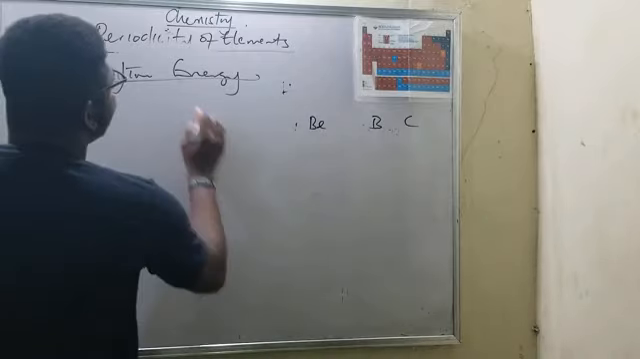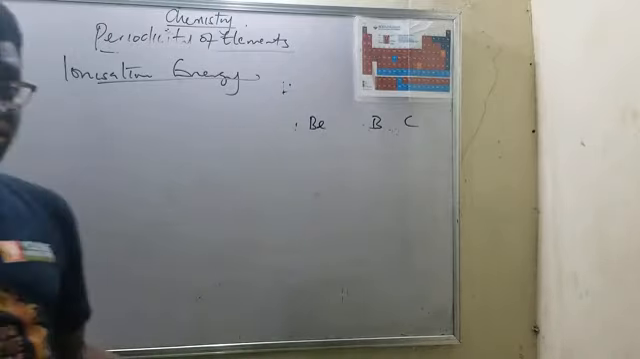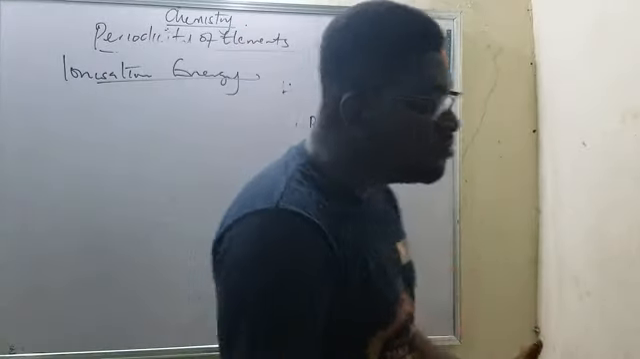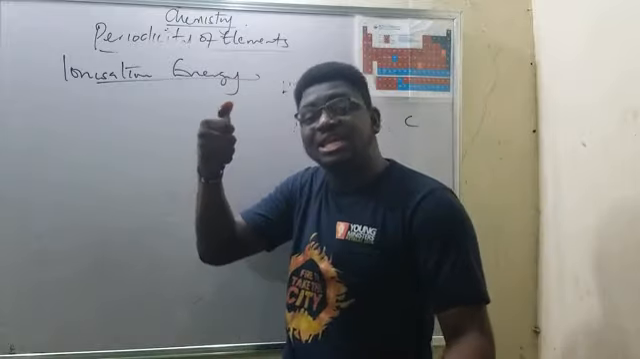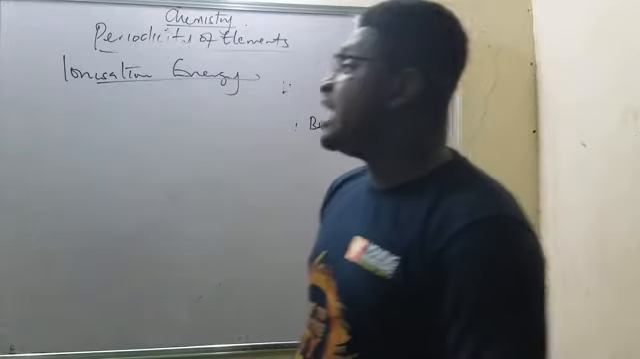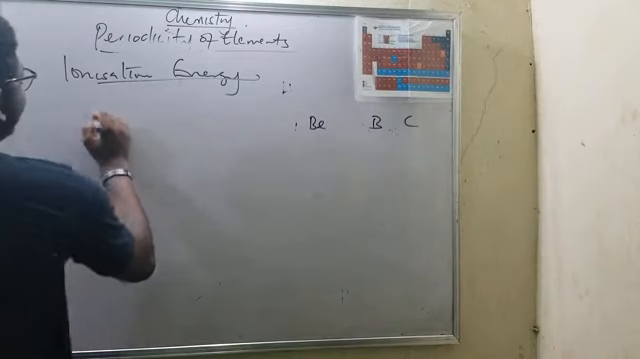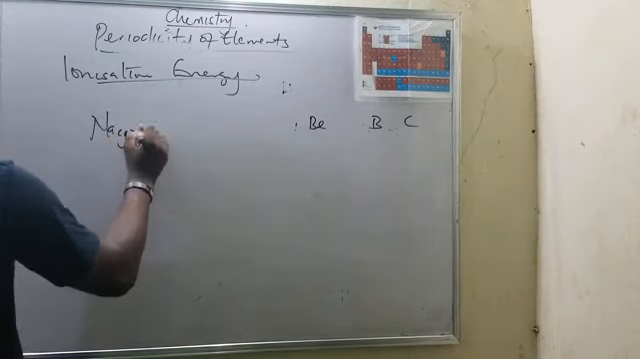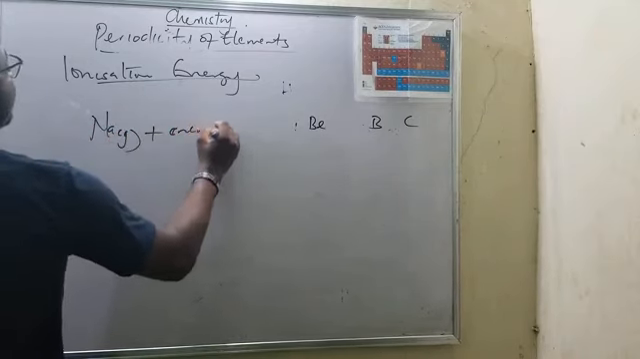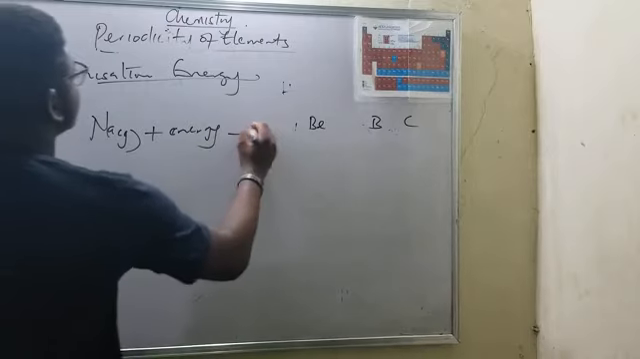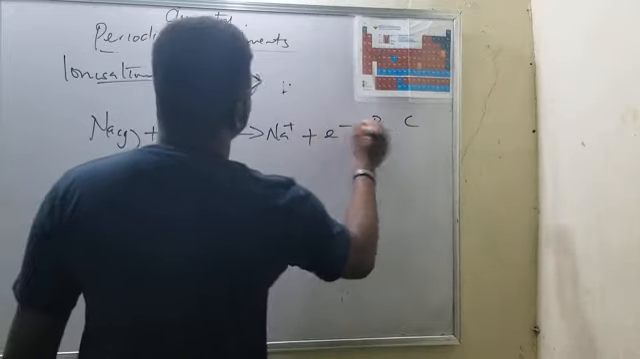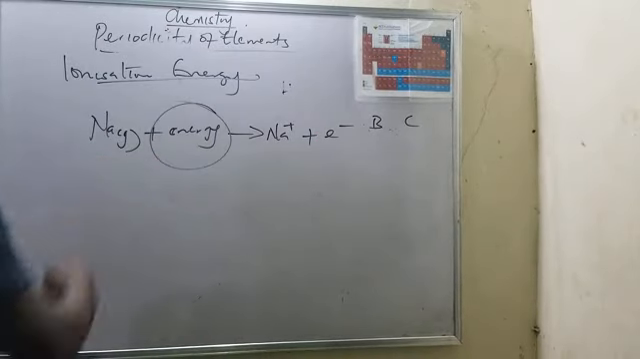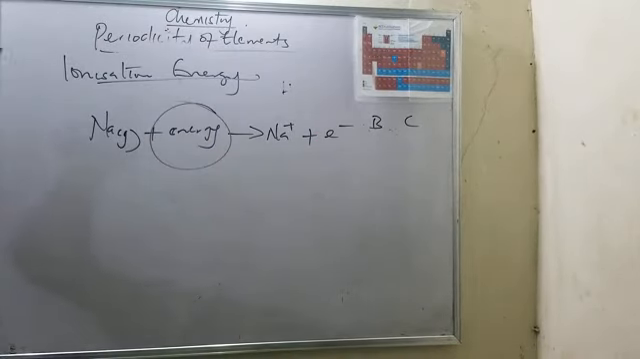So if we have an atom like sodium, which has one electron on its outermost shell, and you want to remove that electron, the energy required for you to pull out the electron is referred to as ionization energy. Let's say we have an equation of something of this sort. So this energy required is known as ionization energy.